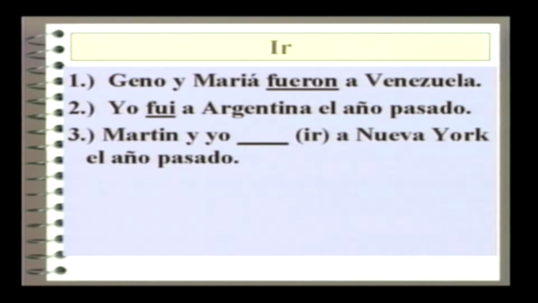Y número 3, Martín y yo. Now this time we have 2 people, but you are included. And remember, if you are included in the plural, it is the we form. So, Martín y yo fuimos a Nueva York el año pasado.